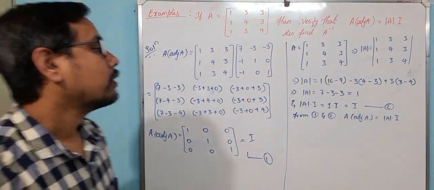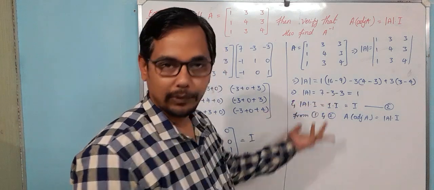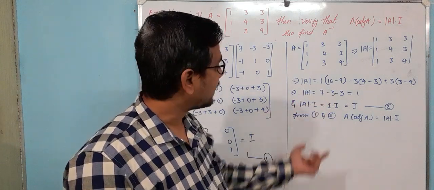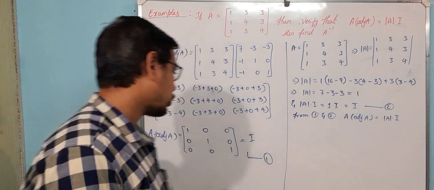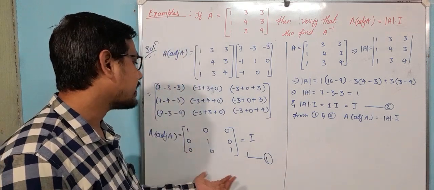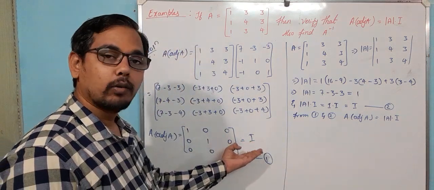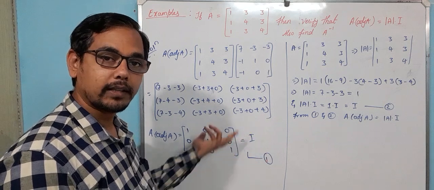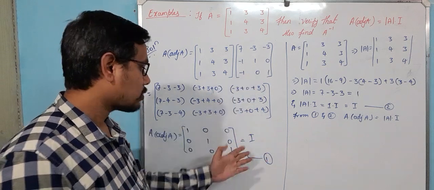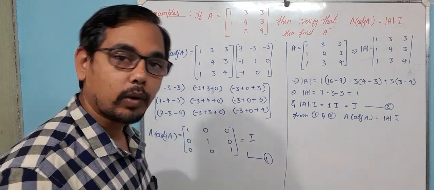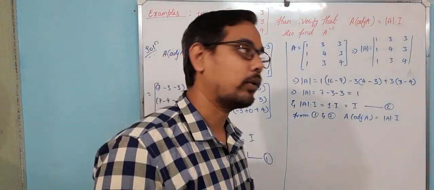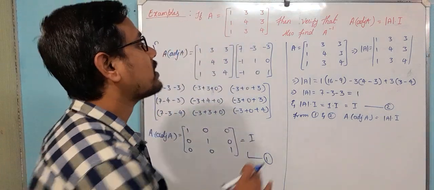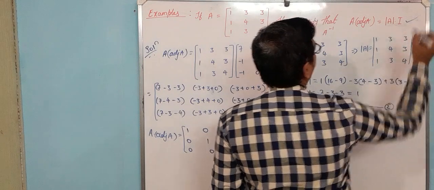Or else, before the start of the problem, you can calculate the determinant and keep it separately. You will get the value as 1. Then I can be written as 1 into I, and 1 is nothing but determinant A in this case. So directly you can write it as determinant A into I. Both are one and the same. You can do anything you like. So this was the verification of the first part we have done.